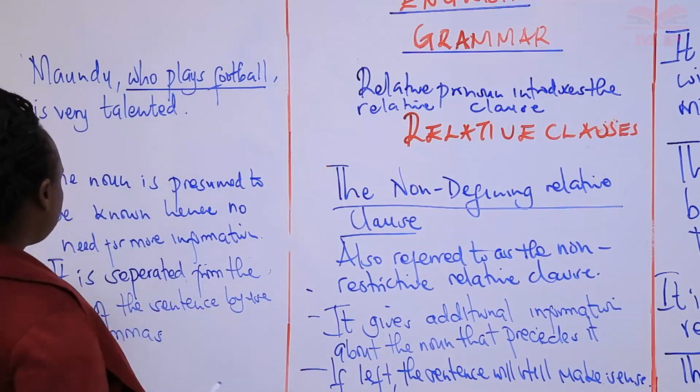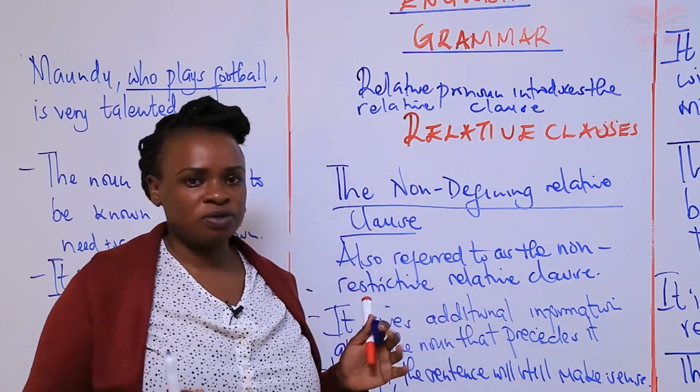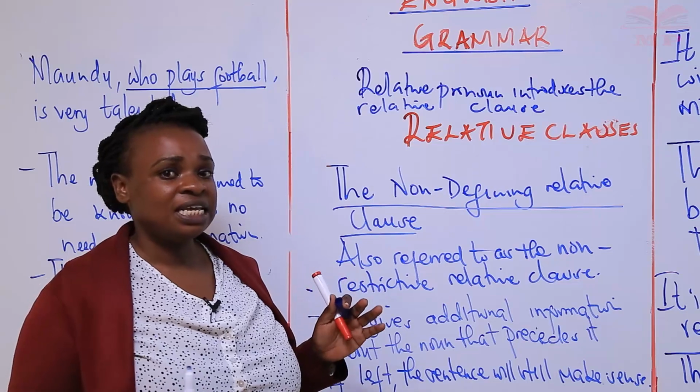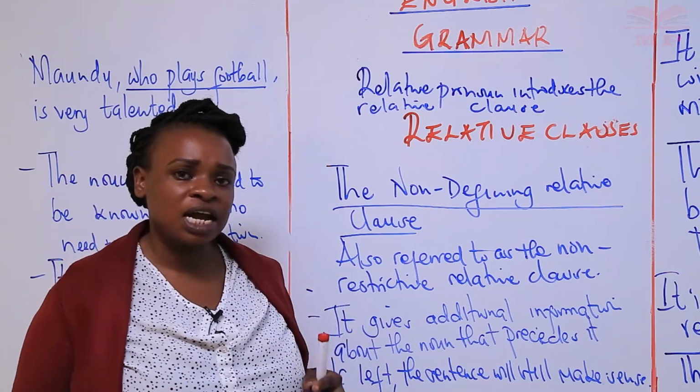All right. So those are the different types of the non-defining and the defining relative clause. Remember, we say that the relative clause is a clause that is introduced by a relative pronoun, and it is of two types. The relative pronouns are of 5 types.